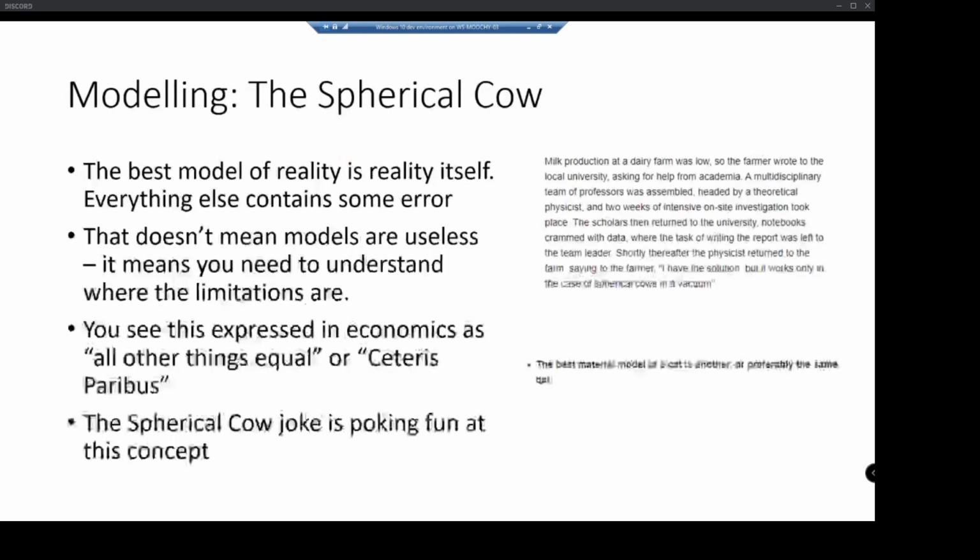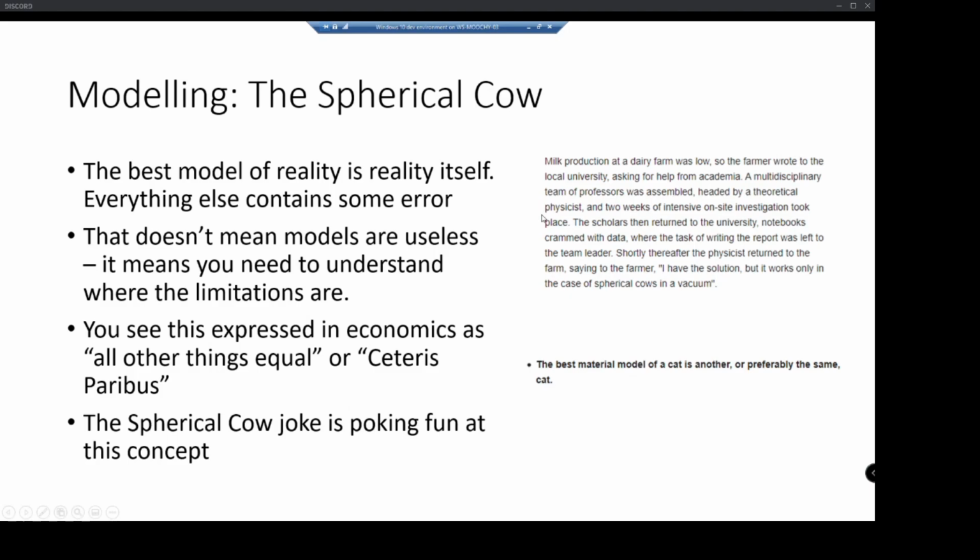And I'm going to explain a couple of interesting things. I don't know if you've ever heard of a spherical cow, but a spherical cow is a joke. And the joke was that milk production at a dairy farm was low, so a farmer wrote to the local university asking for help from academia.